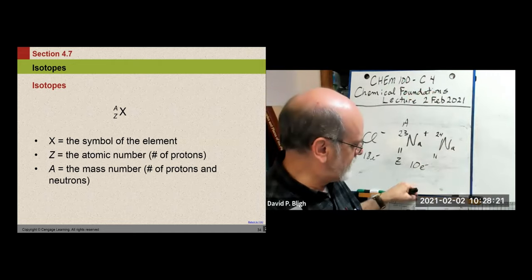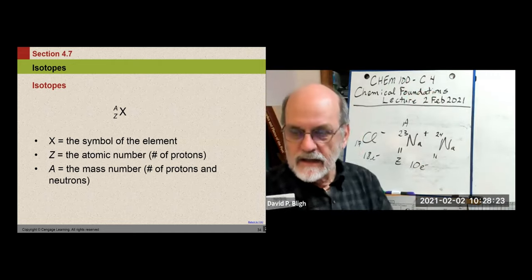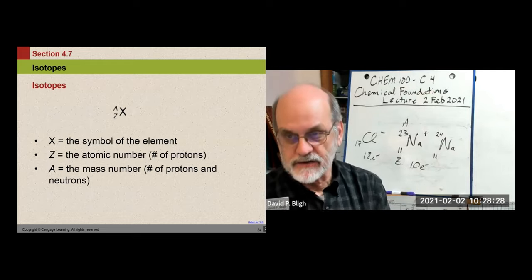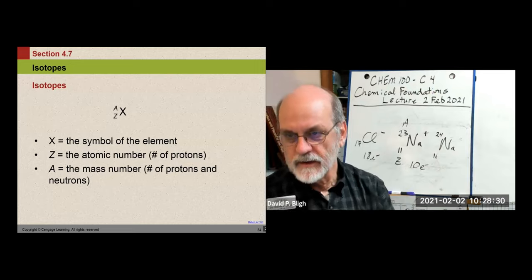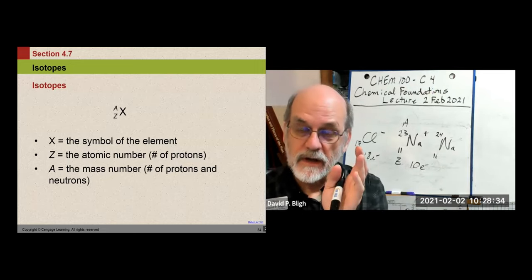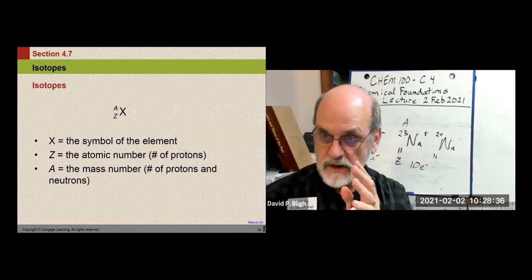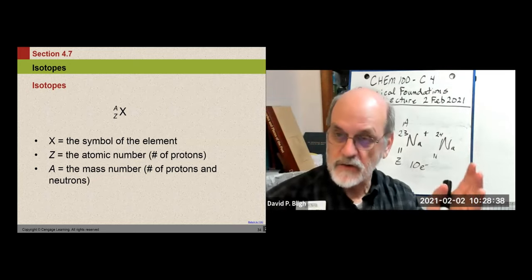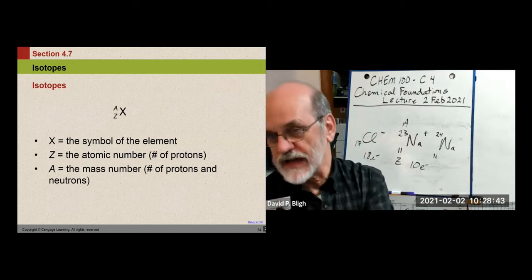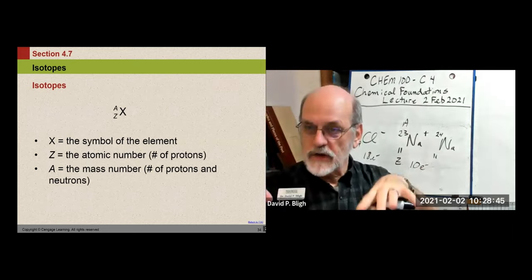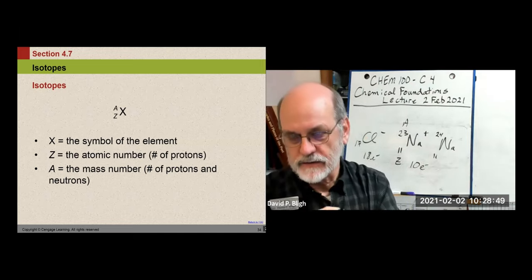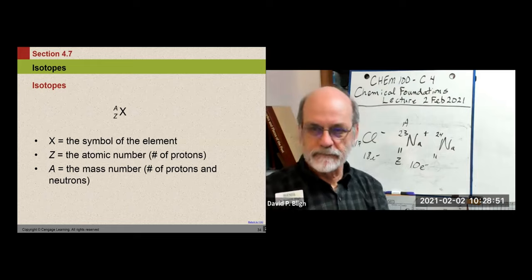The reason for that is that the atomic mass takes into account the natural abundance of each of the isotopes. So if you have a contribution of one mass number at a percentage in the naturally occurring element, and then a different mass number at a different percentage, the weighted average of those together gives you the atomic mass. Okay?